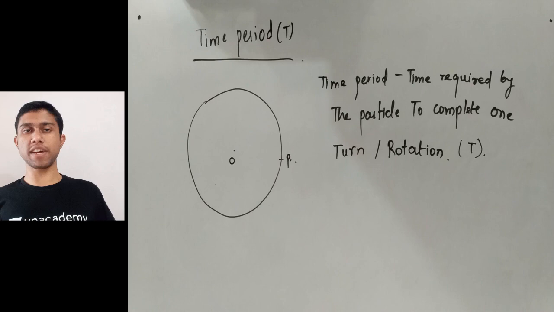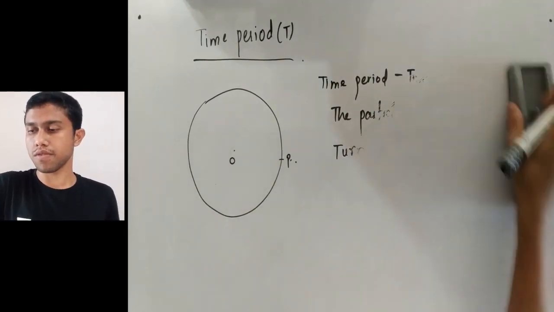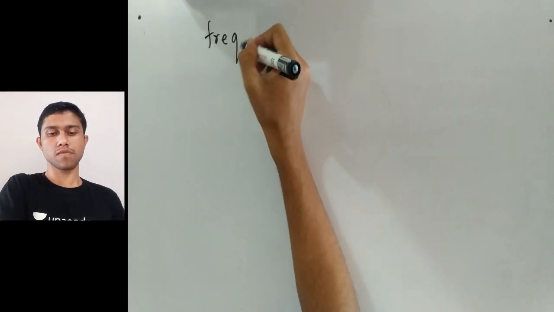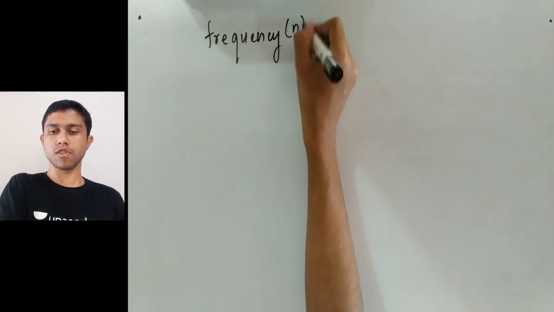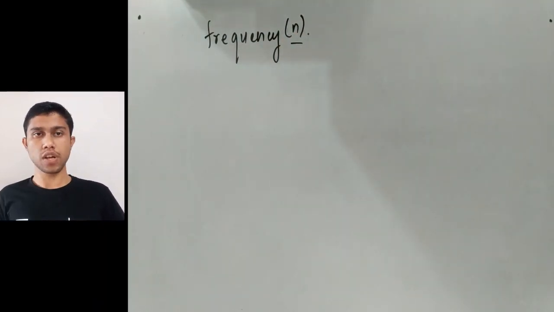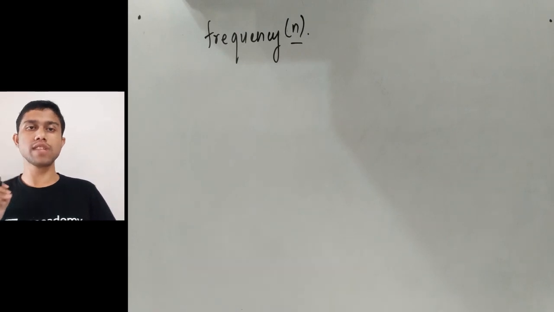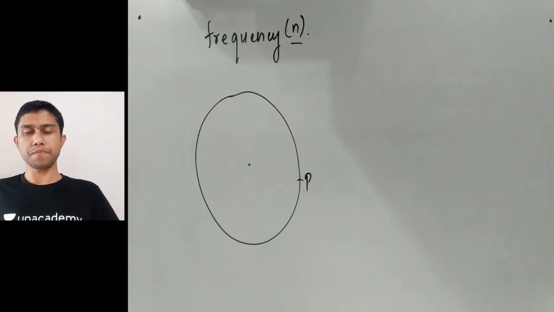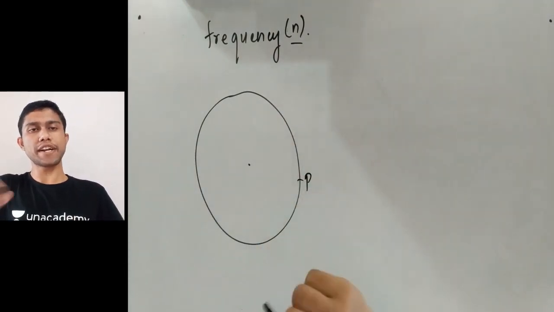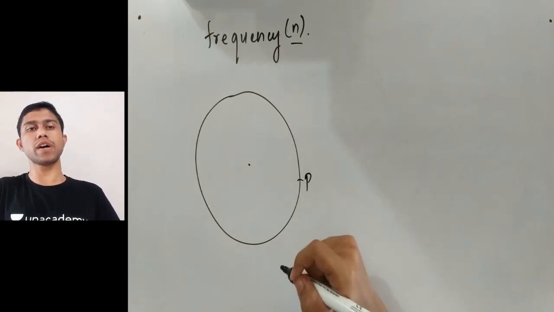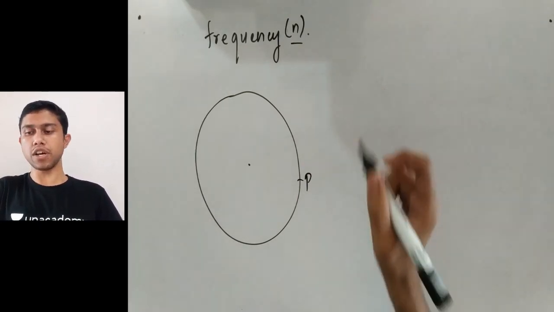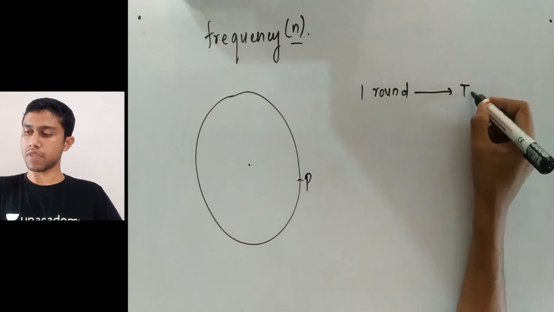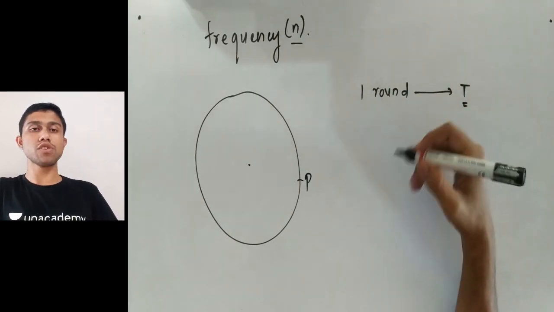Now we'll go to a very closely linked topic, that is frequency. What is frequency? Frequency is denoted by a small n. So what is frequency? Frequency is very closely linked with the time period. Again we will draw a diagram. Again the particle is starting from point P. Again the particle will travel one complete turn. And again I'll ask a simple question, what is the time required for this? You'll tell it is equal to time period. So I can tell for one round the particle needs T time, or time is equal to time period, for completing the whole round.